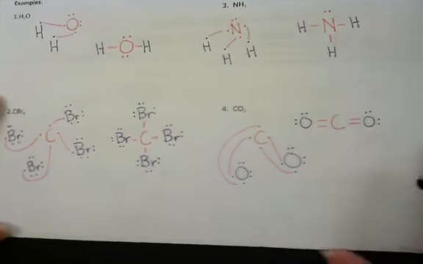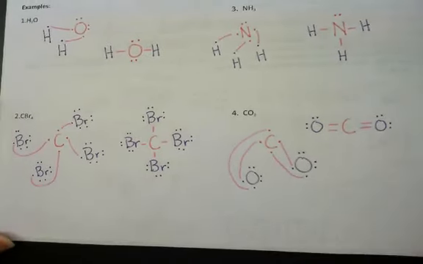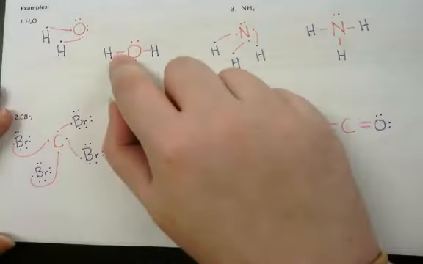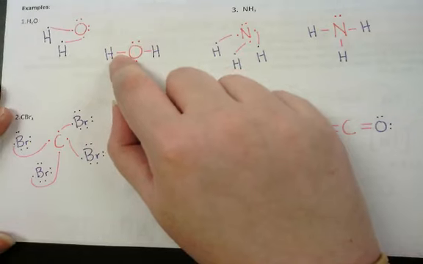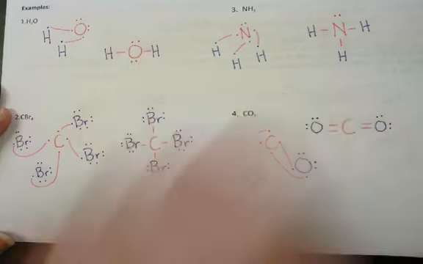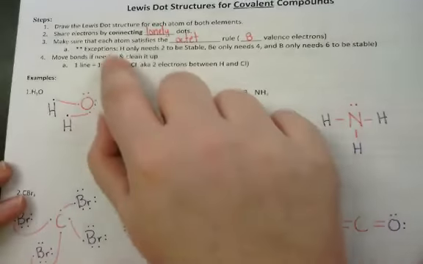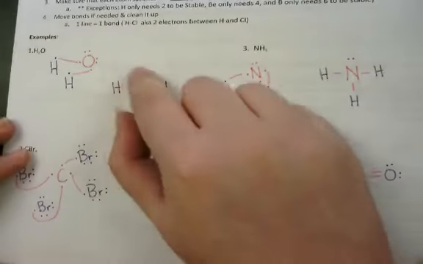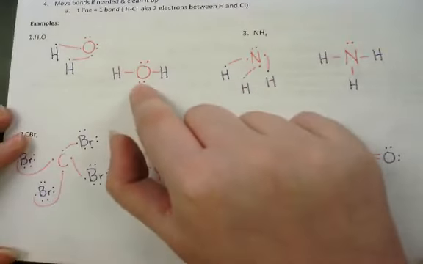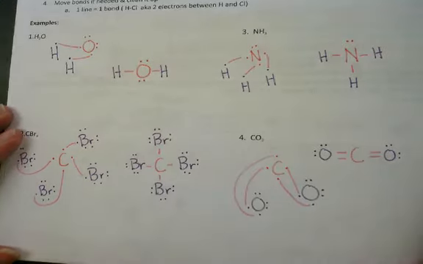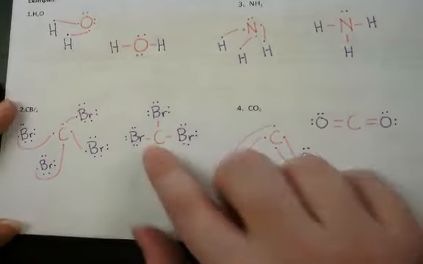Okay, now whenever you're done, you can always double check by making sure that each element is satisfied with 8. So each bond represents 2. So this hydrogen, 2 electrons. This hydrogen, 2 electrons. Which is good because, remember, hydrogen was an exception and it only needed 2. Okay, and then this oxygen, we've got 2, 4, 6, 8, because they're sharing. So this oxygen is happy.